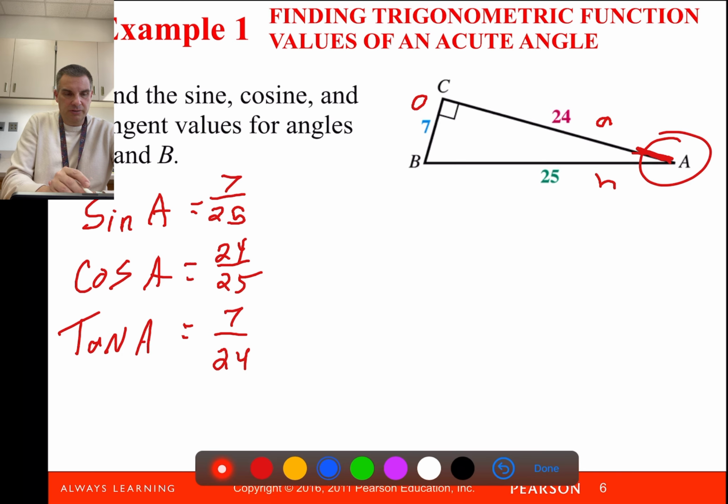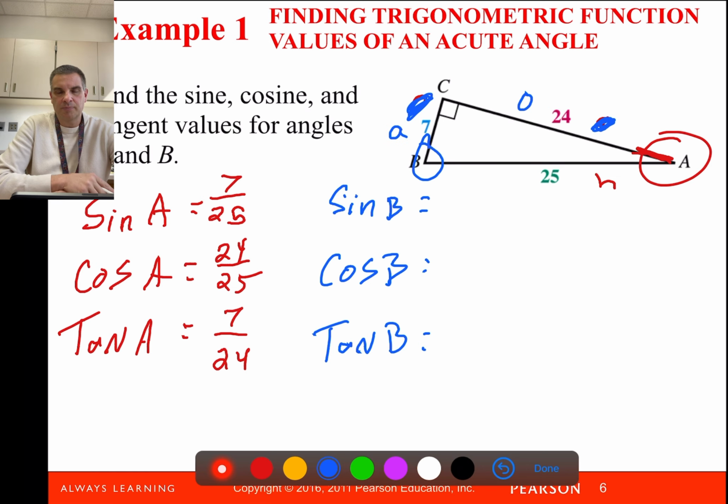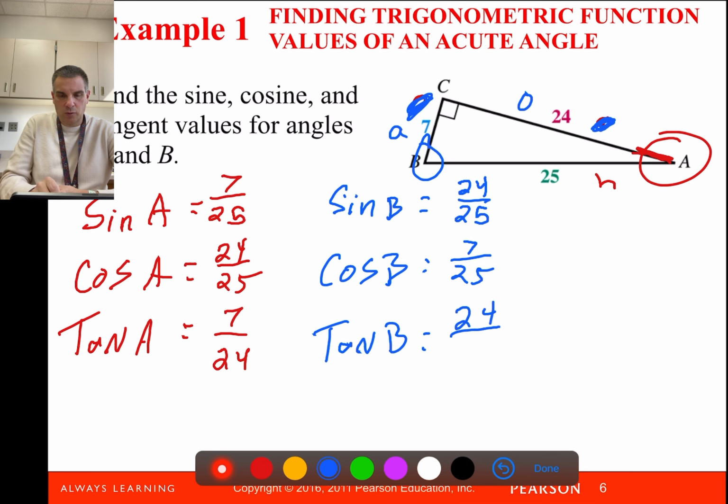So there's sine, cosine, and tangent of A. We also want to be able to do the sine, cosine, and tangent for B. So we're going to do the sine of B, the cosine of B, and the tangent of B. So now we're looking at this one. So this isn't adjacent anymore, and this isn't opposite. Now this is adjacent, and this is opposite. Hypotenuse stays the same. So sine is going to be opposite, 24, over hypotenuse, 25. Cosine is adjacent over hypotenuse, so adjacent is 7 now over 25. And tangent is going to be opposite over adjacent, so 24 over 7.